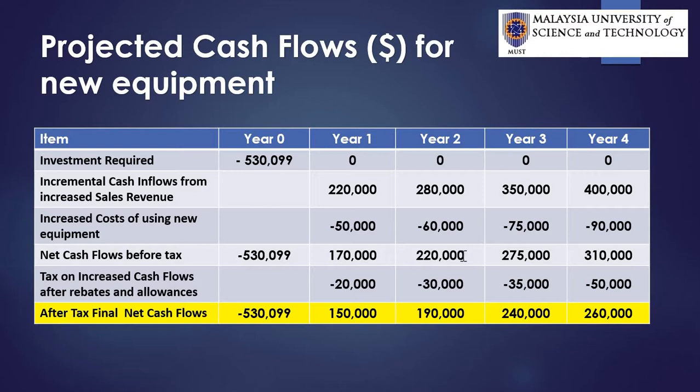And this means that our after-tax final net cash flows would be that now we have to invest 530,099. In the first year, we will get 150,000 surplus after meeting all expenses and after paying tax. In the second year, it will be 190,000 surplus. In the third year, 240,000, and in the fourth year, it will be 260,000.